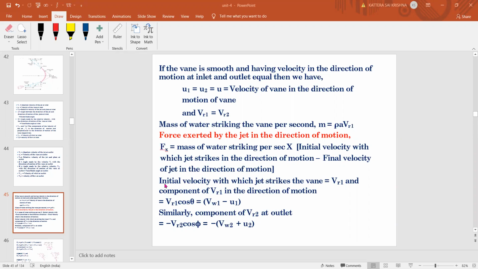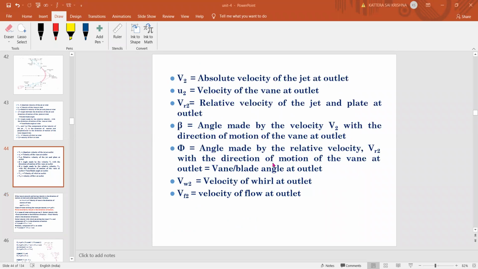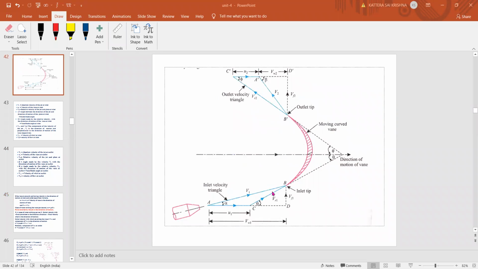Now we can see what is the initial velocity with which the jet strikes. The initial velocity with which the jet strikes the vane is VR1. Already you know that. What we are talking about is the direction of x. We want the initial velocity in the direction of x. If you see the diagram, this is the initial velocity of the jet, but we want it in the x direction. So we need to resolve the component of VR1. Can you understand what I'm telling?